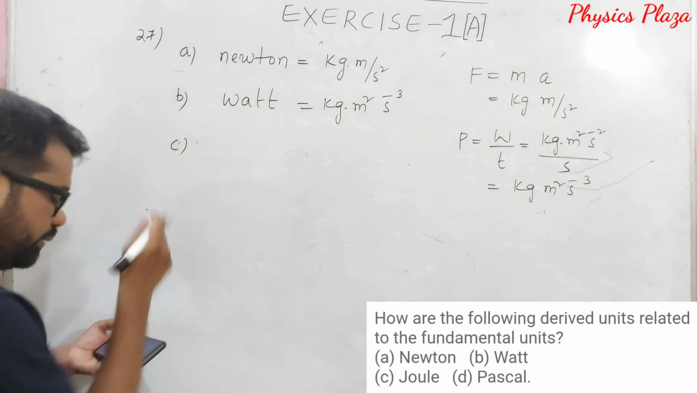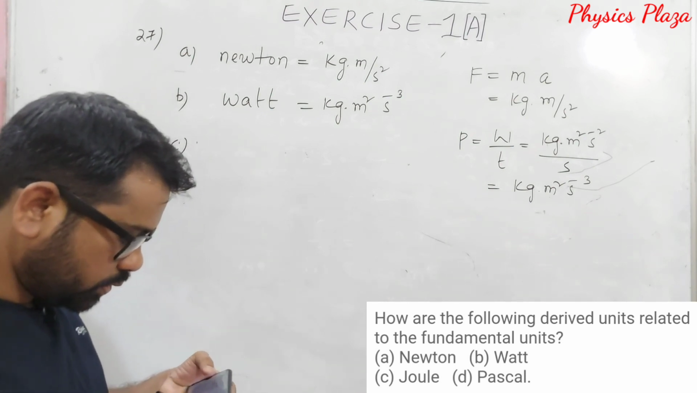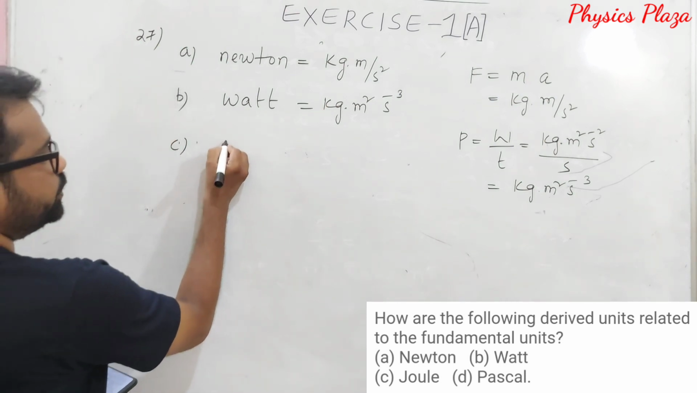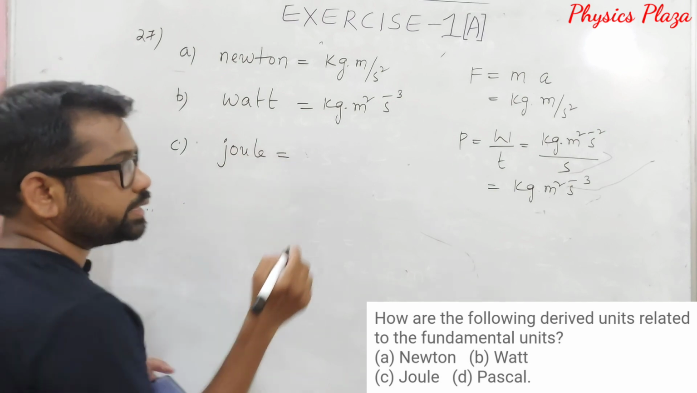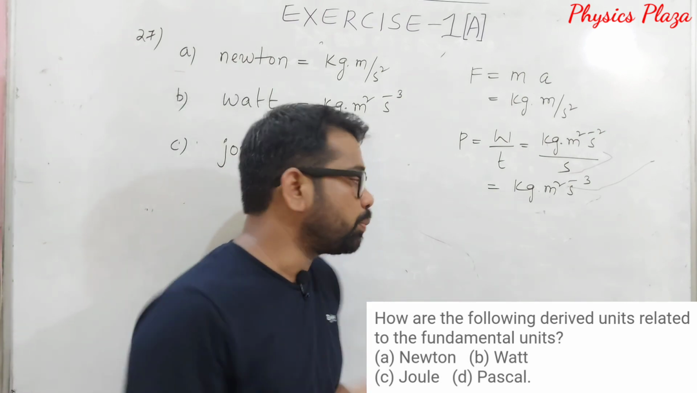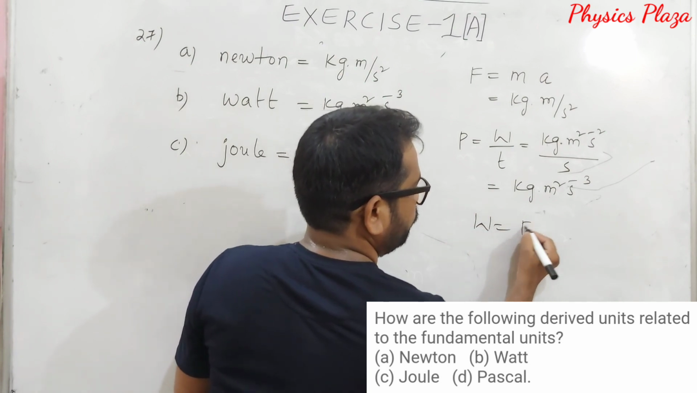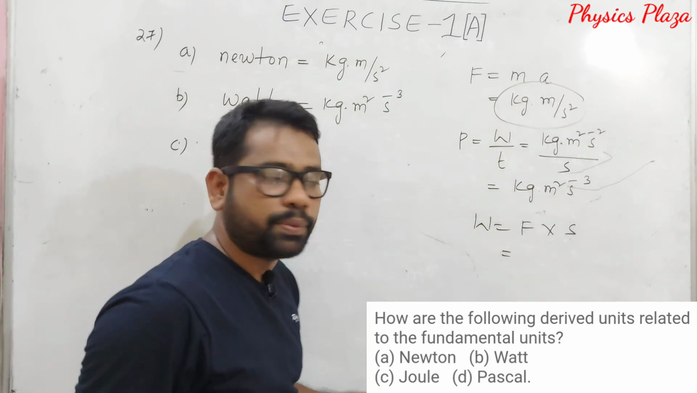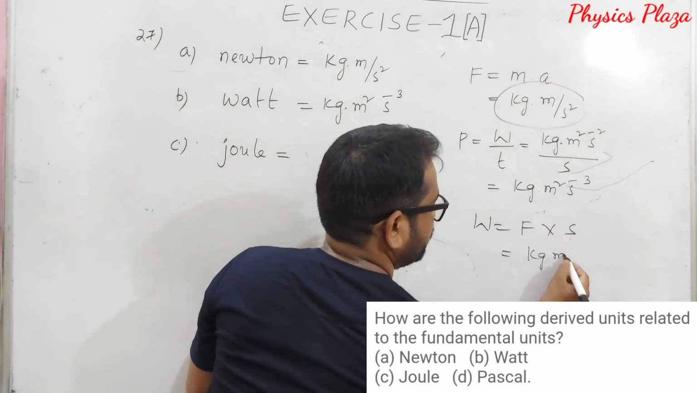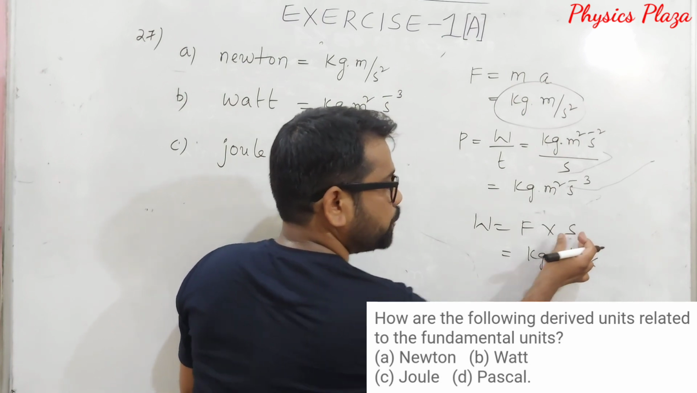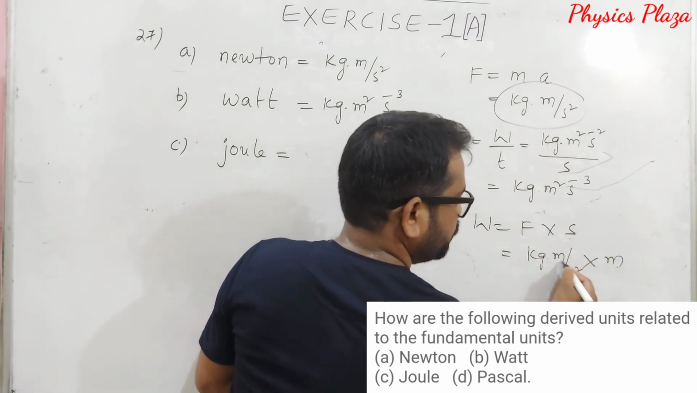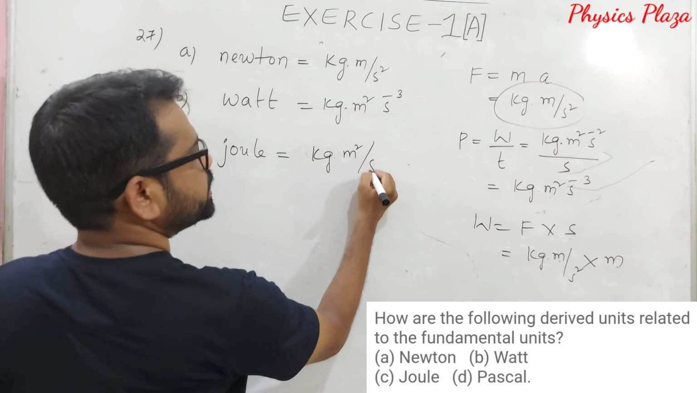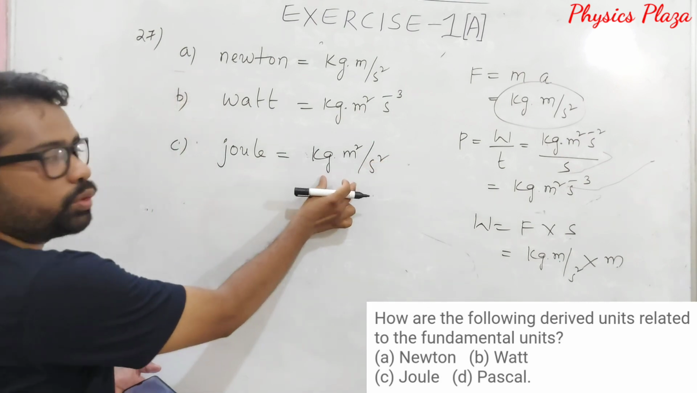Okay, children, fine. C, joule. Joule is an SI unit of work. So we have to recall the work formula. We know that work is equal to force into displacement. Force we already have, kg meter per second square, into the displacement, a meter. Meter into meter will be meter square. So it will be kg meter square per second square. That is what joule is.